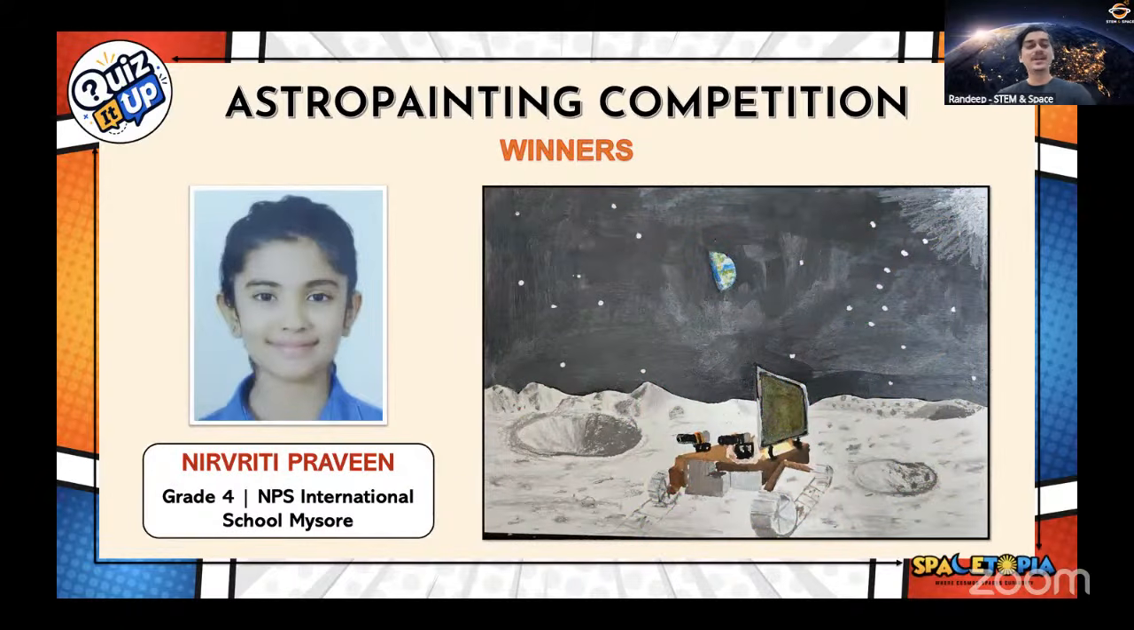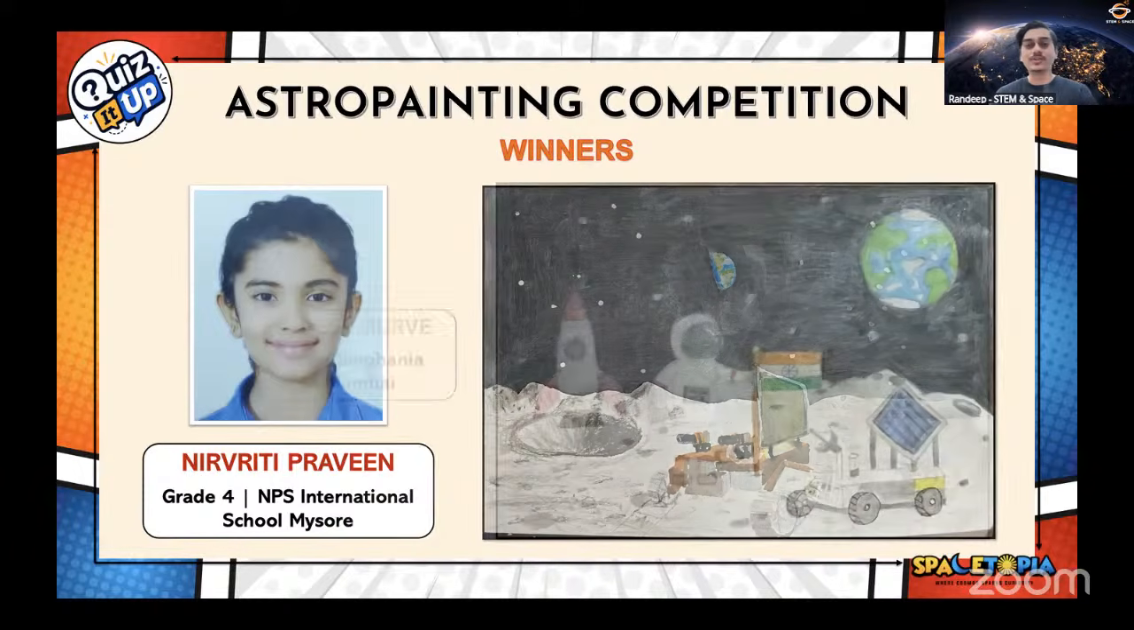The next winner is Nirvriti Praveen from grade 4, NPS International School from Mysore. So this was her artwork. One thing that struck very nicely on Nirvriti's artwork is that she has used 2 different layers, if you closely notice. She has painted the sky in one layer, and then she has used an altogether different layer in the front to paint the entire moon. So kudos Nirvriti for this creativity in the artwork. That was also part of our evaluation criteria.